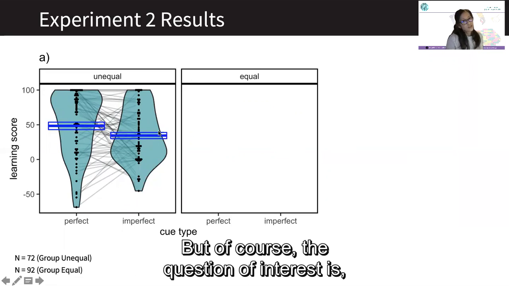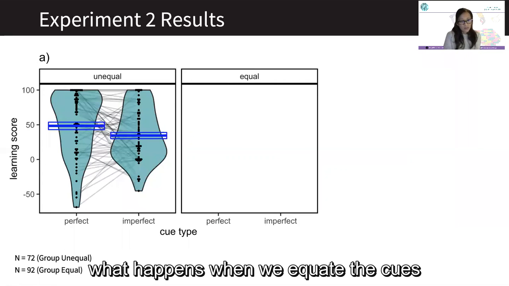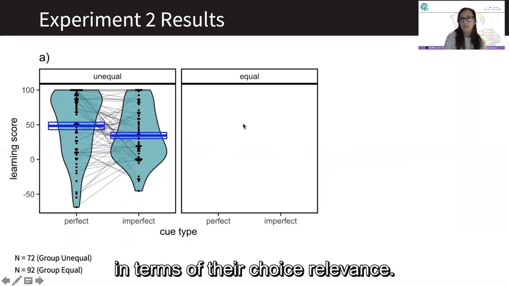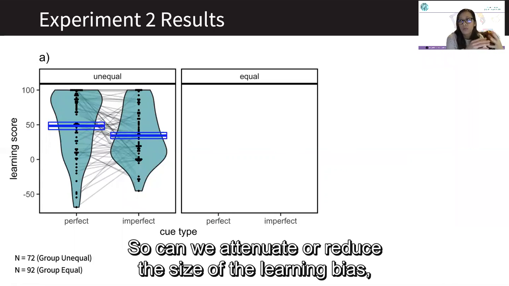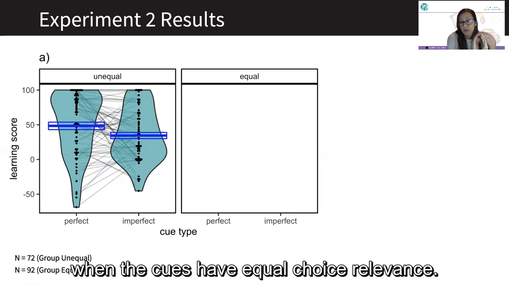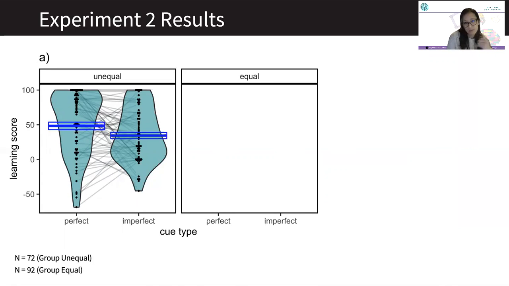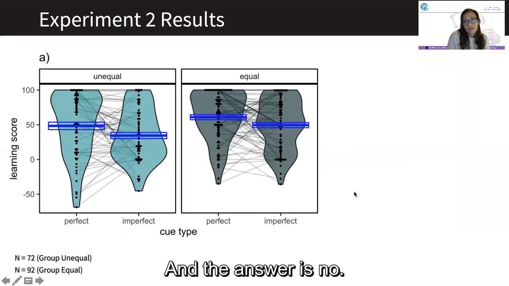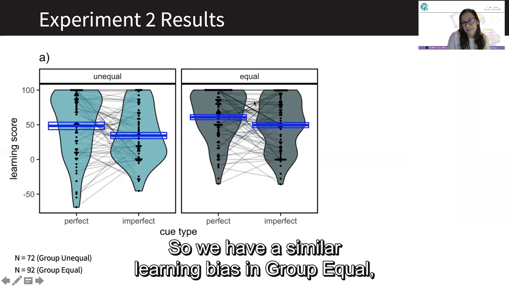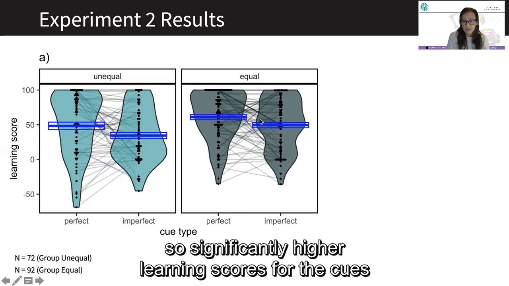But of course, the question of interest is what happens when we equate the cues in terms of their choice relevance? So can we attenuate or reduce the size of the learning bias when the cues have equal choice relevance? And the answer is no. So we have a similar learning bias in group equal, so significantly higher learning scores for the cues that were previously perfect predictors.